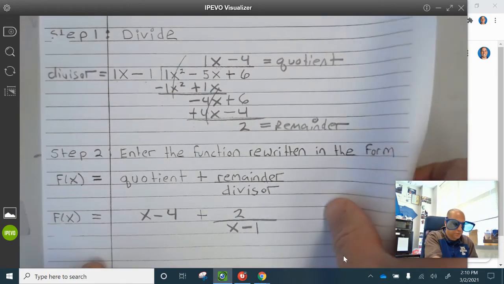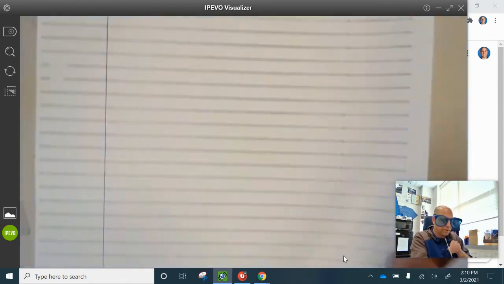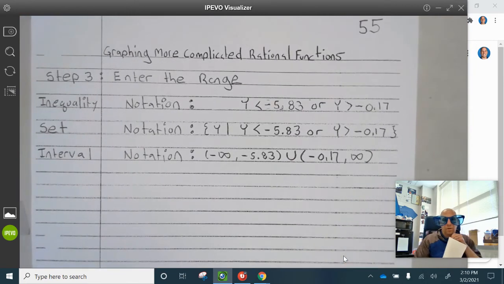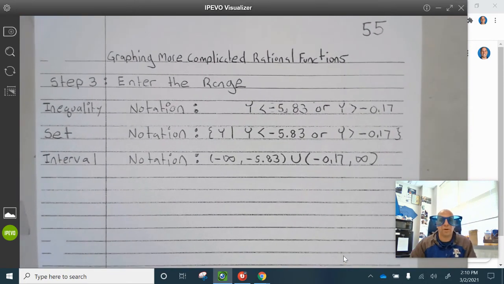All right, now let's look at step 3. Okay, enter the range. In inequality notation, the range is y less than negative 5.83 or y is greater than negative 0.17. In set notation, it's y such that y is less than negative 5.83 or y is greater than negative 0.17. And in interval notation, it's negative infinity to negative 5.83 or negative 0.17 to infinity.